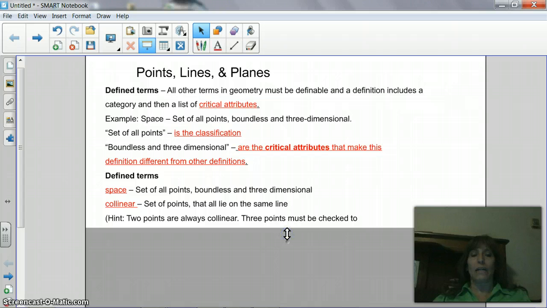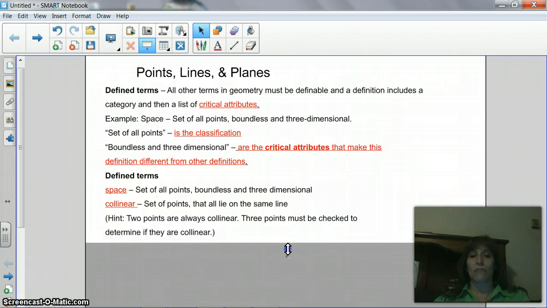Alright? And there's also a hint that 2 points are always collinear. 3 points have to be checked to determine if they're collinear. If you think about that, I could have a point here and a point here, but if I throw another point over on this side, then it's not going to be in the same line. So that would only make sense.